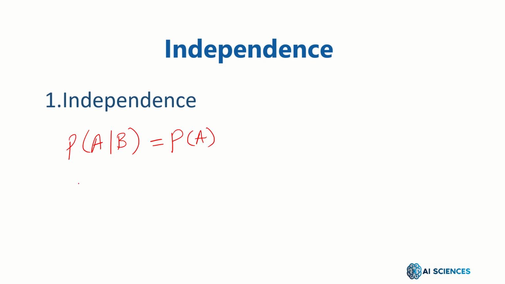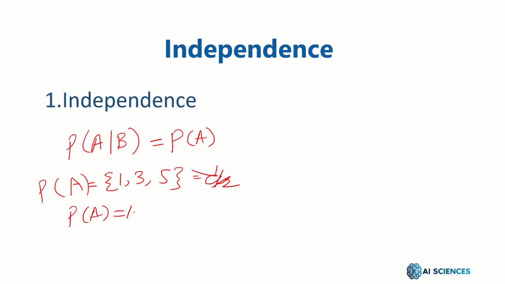For example, let's say A is the event that you roll a die and an odd number appears: 1, 3, and maybe 5. That's an event A, that an odd number appears. So the probability of A is 1/2 if we assume all the faces are equally likely. The probability of A is 1/2.